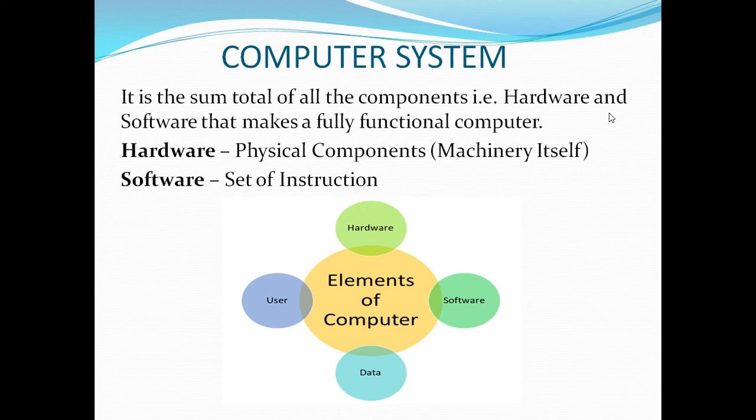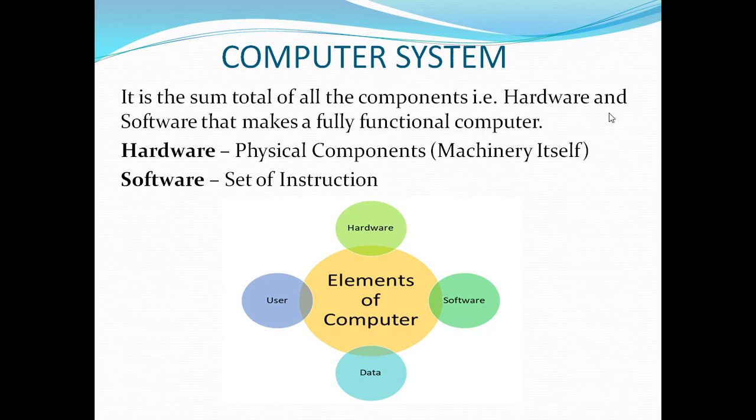So what actually is hardware? They are the physical components, the machinery itself. And what actually is software? They are the set of instructions. Hardware is tangible, which we can touch, which we can feel. Software is intangible. We have discussed this earlier also. We'll discuss this in detail in the next lecture.